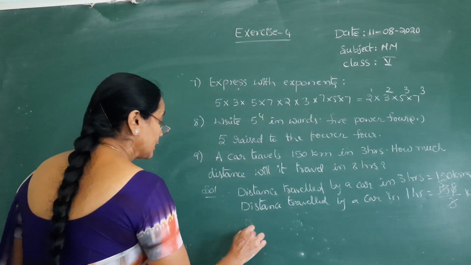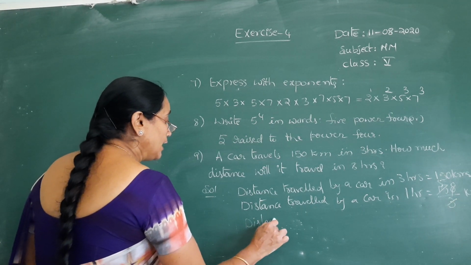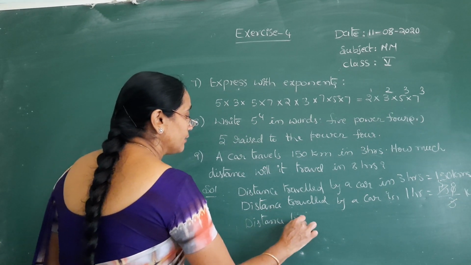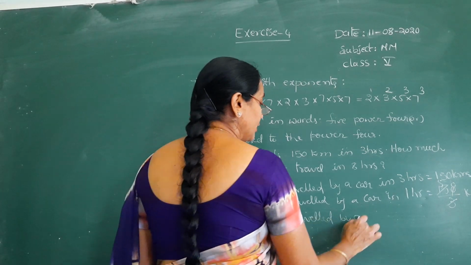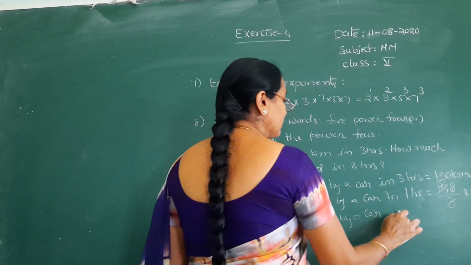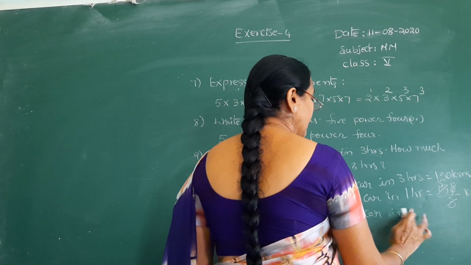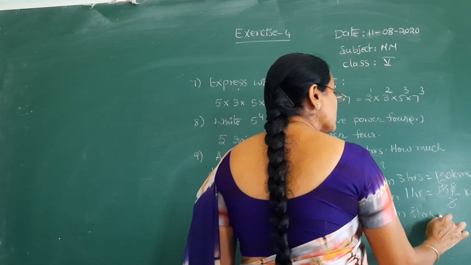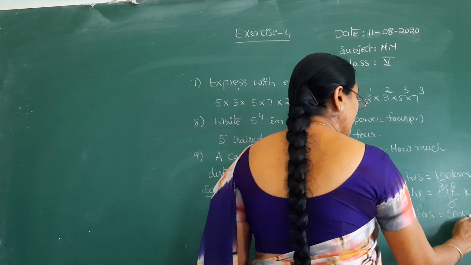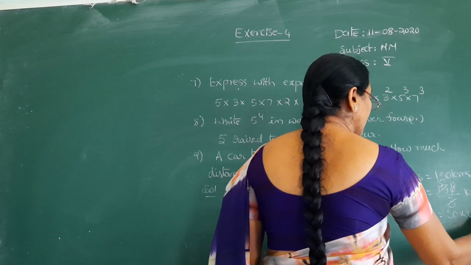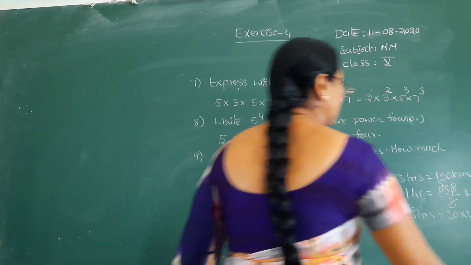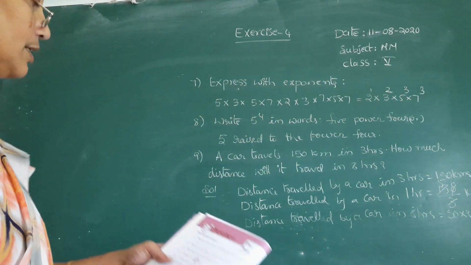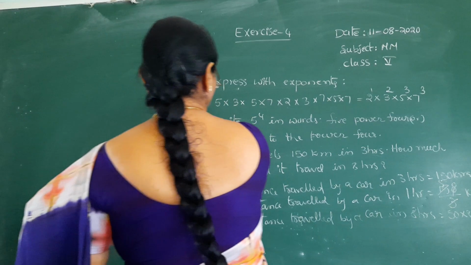But here they are asking distance covered in 8 hours. Distance traveled by a car in 8 hours is equal to 50 kilometers into 8, that is 400 kilometers. So it covers a distance of 400 kilometers in 8 hours. Go for the next problem.